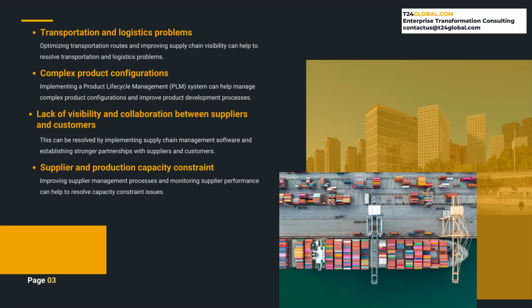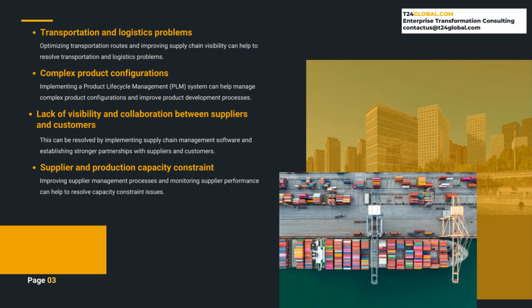The key persona involved is the logistics manager. The related IT software customizations details include implementing transportation management software and integrating it with the ERP system.